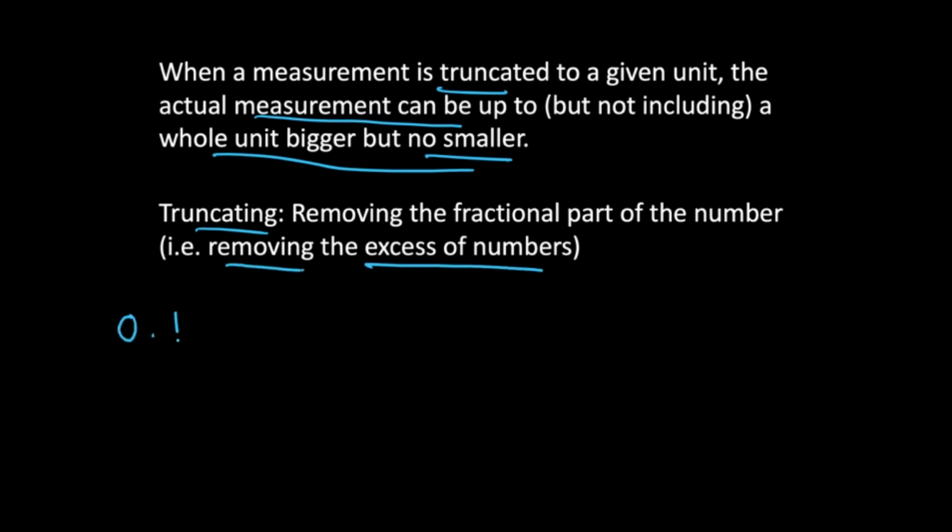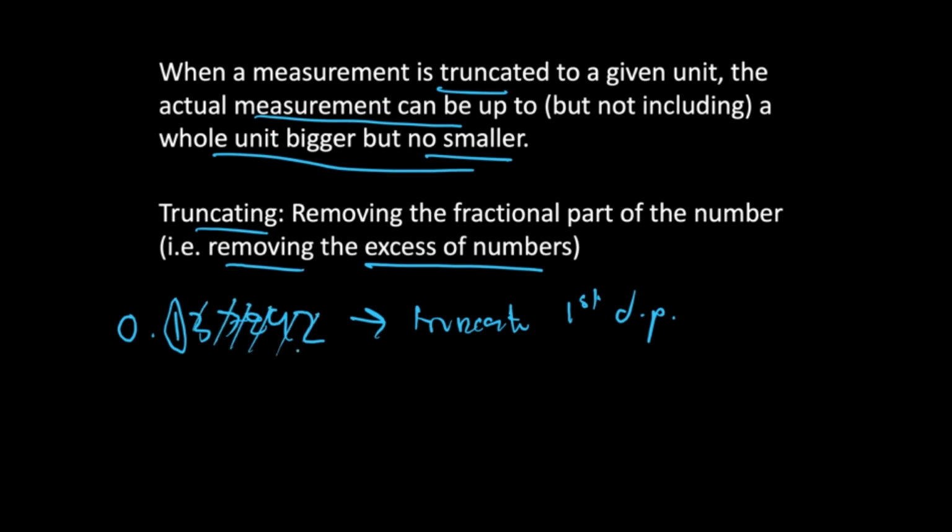Here's a number, 0.137892. To truncate this number to the first decimal place, you locate the first decimal place, which is 1, and then you delete the rest of the numbers. And this would equal 0.1.